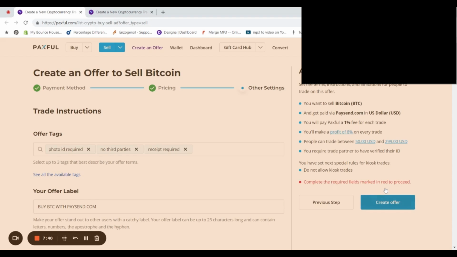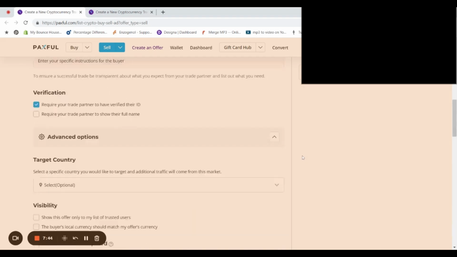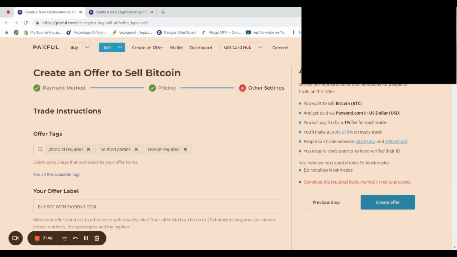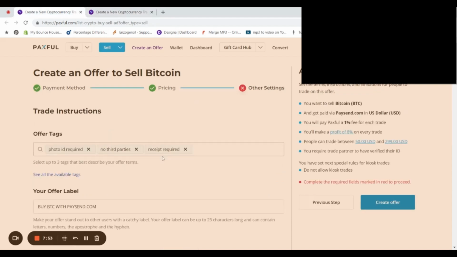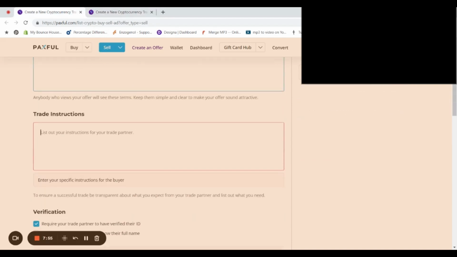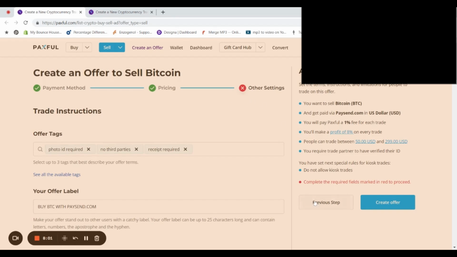So after that, boom, you just create the offer. It's really that simple. At that point, your offer is going to show up in the marketplace and you can start trading immediately. Of course, this will be in the next video when we go over how to do KYC. So this is going to be a sell ad. Yes, exactly, as we're selling Bitcoin and we're receiving cash.